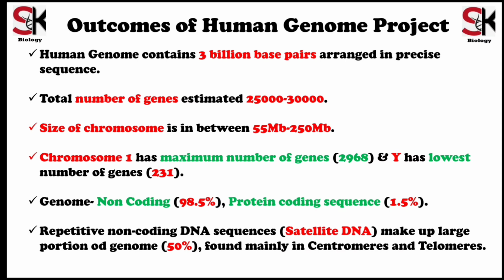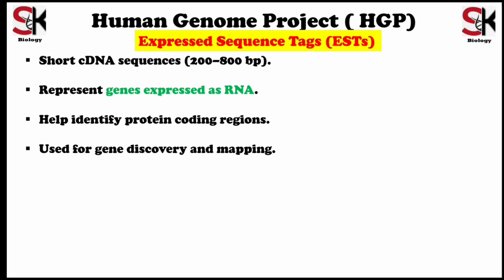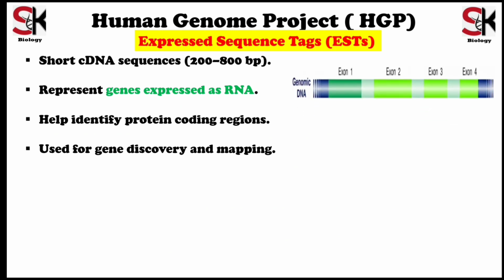Now, let us discuss some important points from Human Genome Project, on which questions were asked in previous NEET exams. First is expressed sequence tag. These are short sequences of 200 to 800 base pairs, representing genes expressed as RNA. ESTs help in identifying protein coding regions and are used for discovery and mapping of genes.